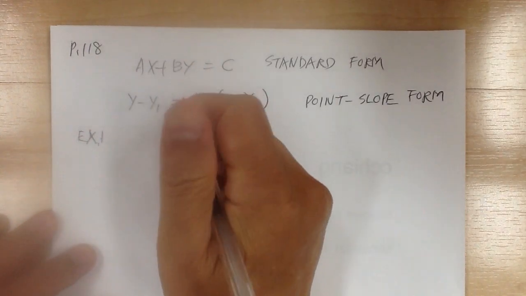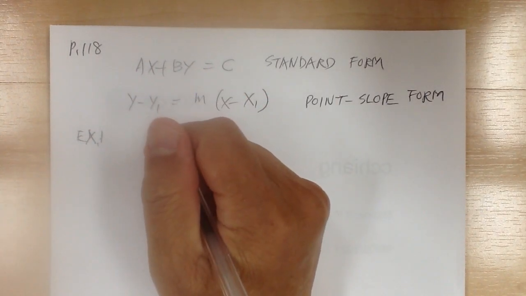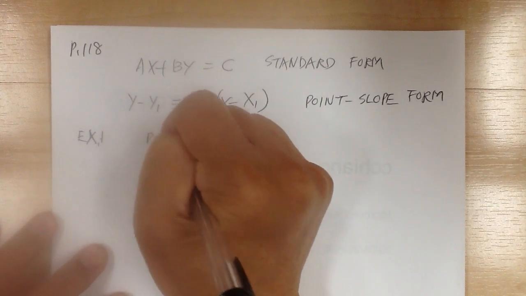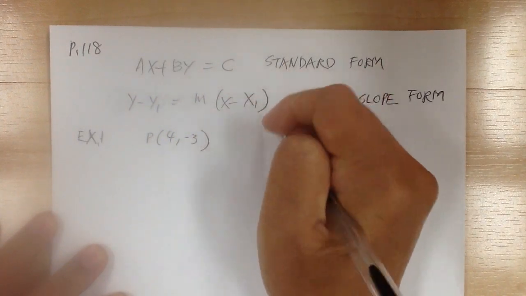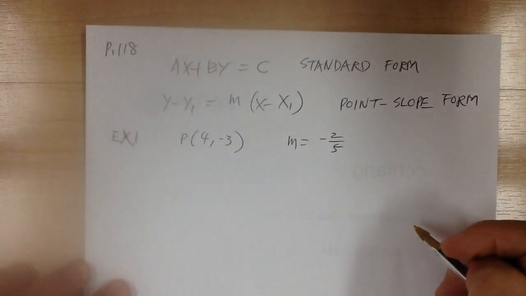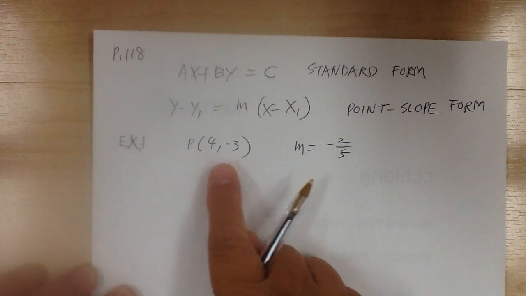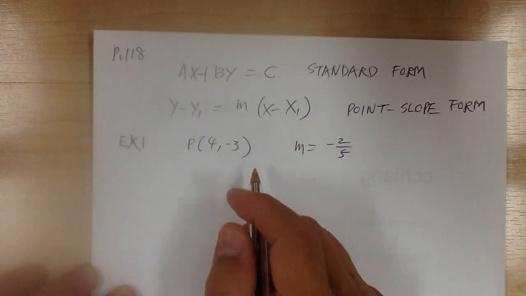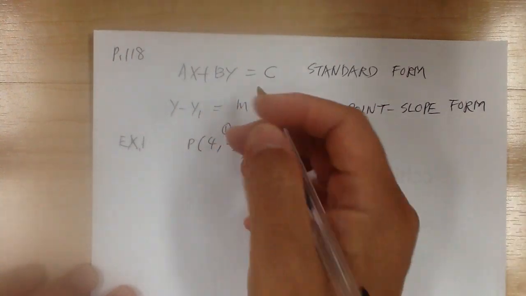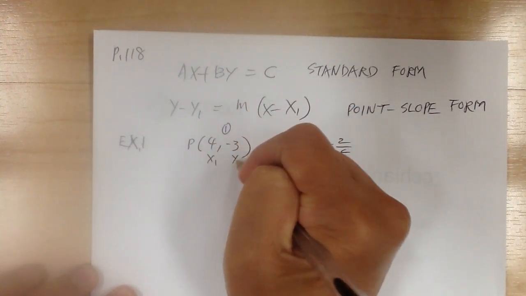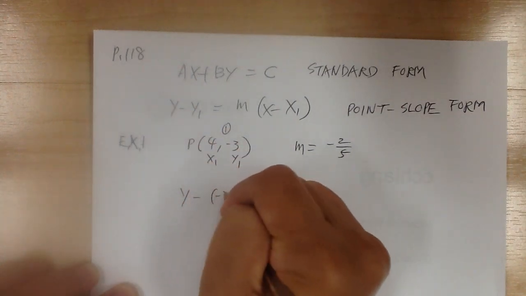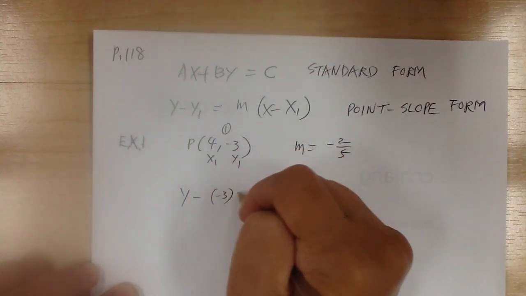Example 1 says find the equation in the standard form of the line containing the point (4, -3) and having a slope of -2/5. Again, you have a point and the slope, so you use the point slope form. There's only one point, so this is point number 1, your x1, y1. Put everything in here. So you've got y minus, and whatever you substitute, put in parentheses.